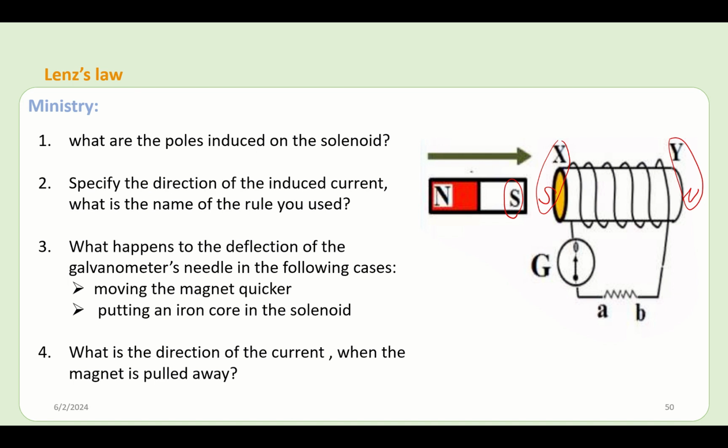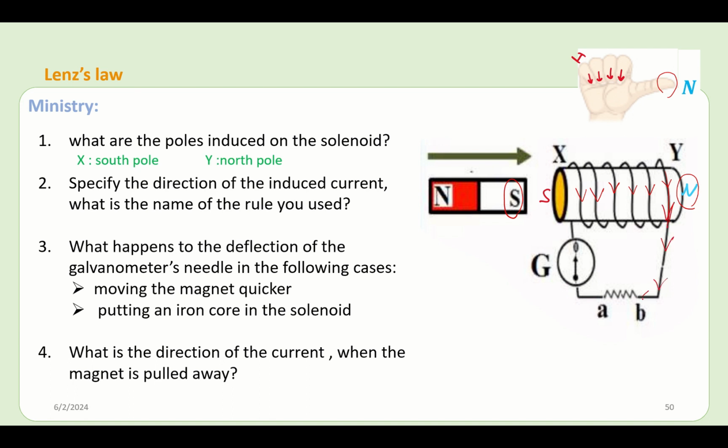Specify the direction of the induced current. What is the name of the rule you used? We're going to use the right hand rule to find the direction of the current. We're going to put the thumb in the direction of the North Pole. The four fingers will show you the direction of the current, so it will be down. The tips of your fingers are the arrows. They'll be going down like this. From the side that you can see, the current goes down from B to A and up again from the other side. So it will be from B to A.